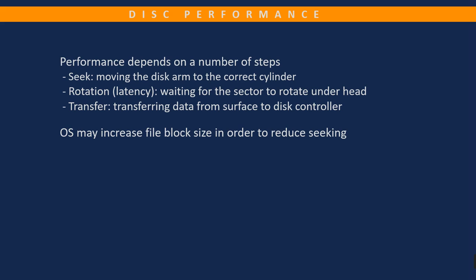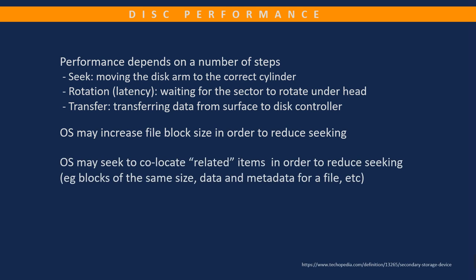So there's a trade-off here. You want to be more efficient by increasing the size of the block. It will become efficient, but at the price of having more fragments. If you decrease the size, there is less fragmentation, but your disk will be less efficient in reading. The OS may seek to collocate related items in order to reduce seeking. Okay, so you are going to collocate related data in one block. So this is also one of the strategies that can be done to improve performance.